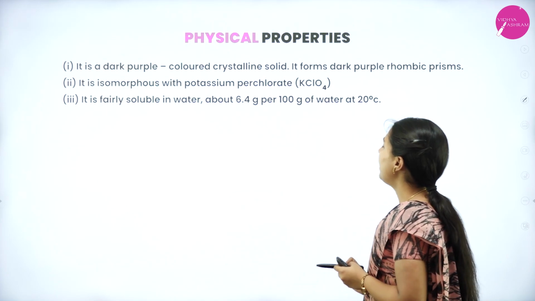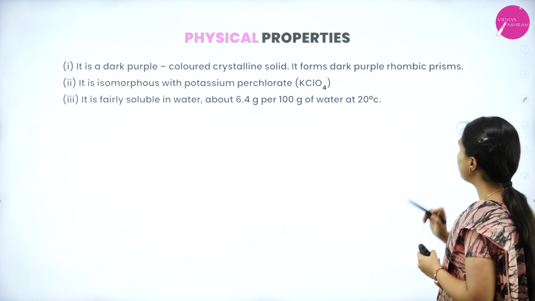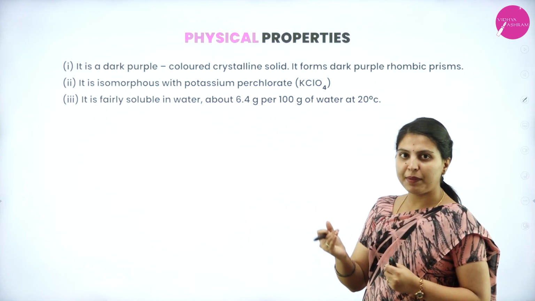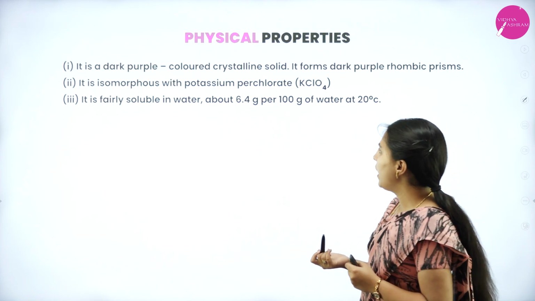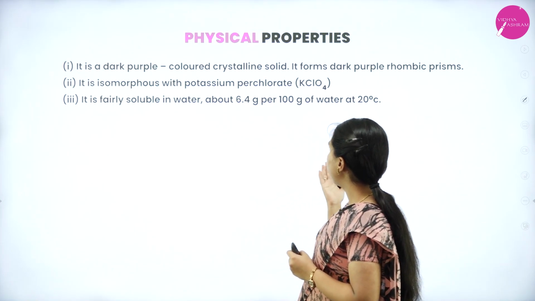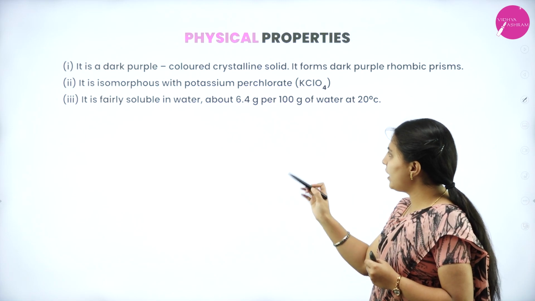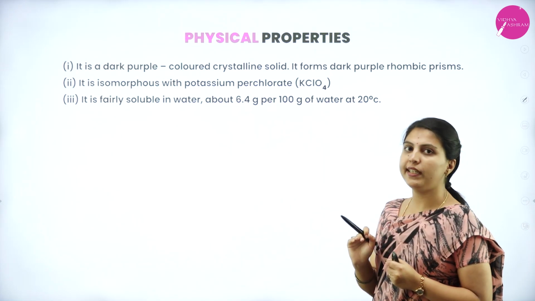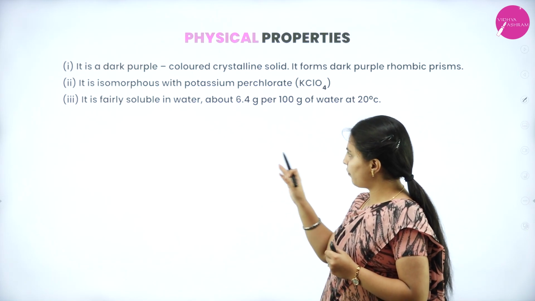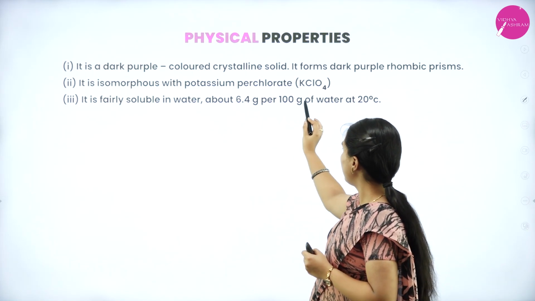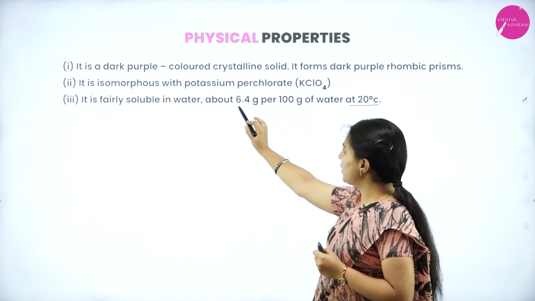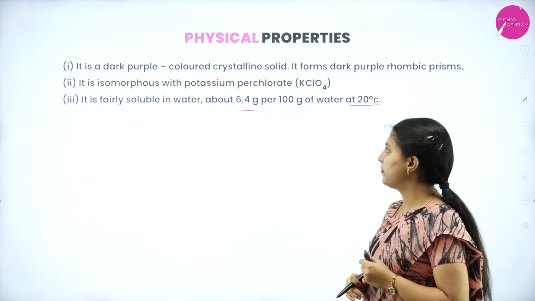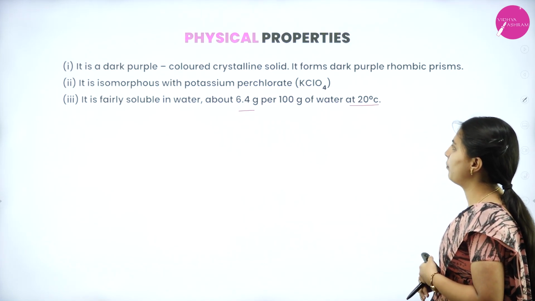Okay, and now the physical properties. It is a dark purple colored crystalline solid. It forms dark purple rhombic prisms. It is isomorphous with potassium perchlorate. It is fairly soluble in water, about 6.4 gram per 100 gram of water at 20 degrees Celsius. These are the physical properties.